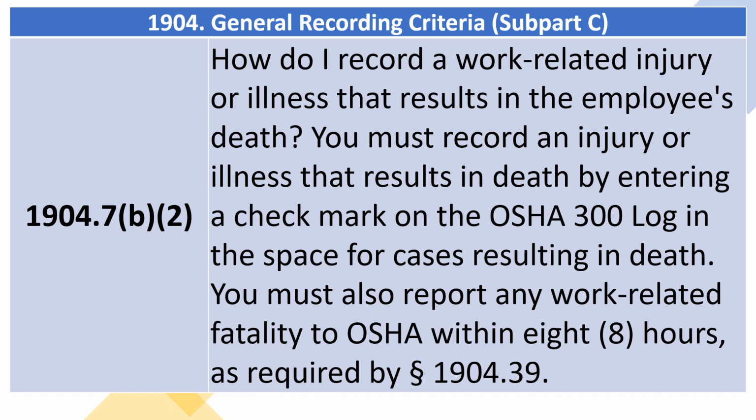1904.7 B2. How do I record a work-related injury or illness that results in the employee's death? You must record an injury or illness that results in death by entering a check mark on the OSHA 300 log in the space for cases resulting in death. You must also report any work-related fatality to OSHA within 8 hours, as required by Section 1904.39.